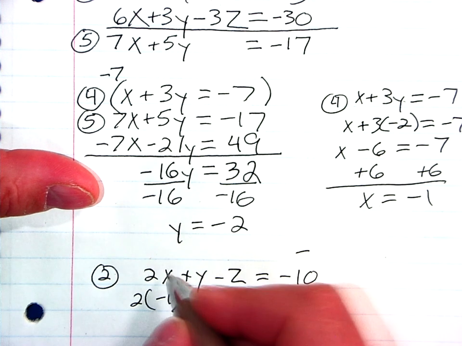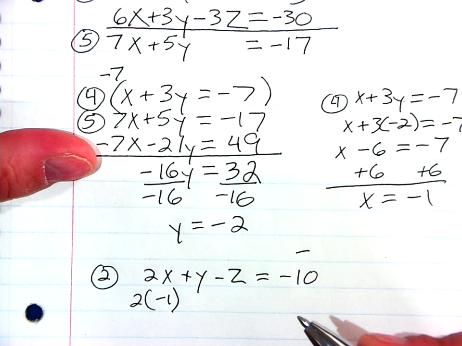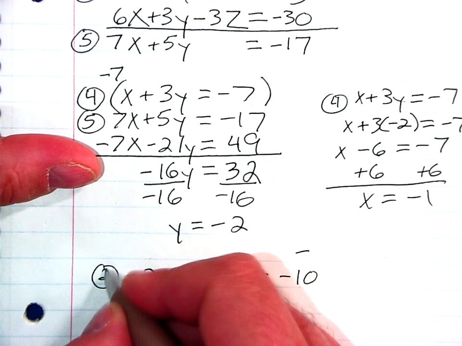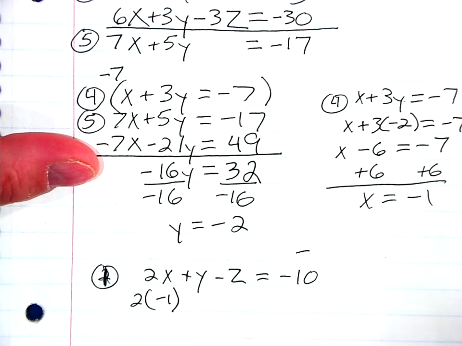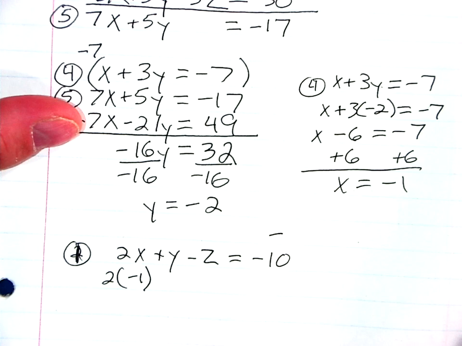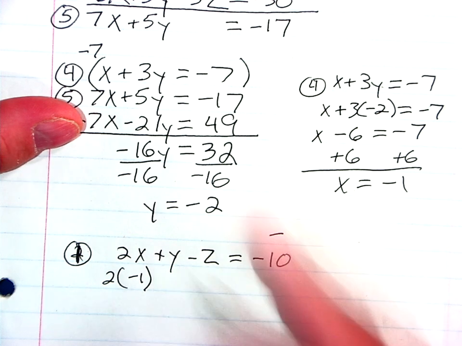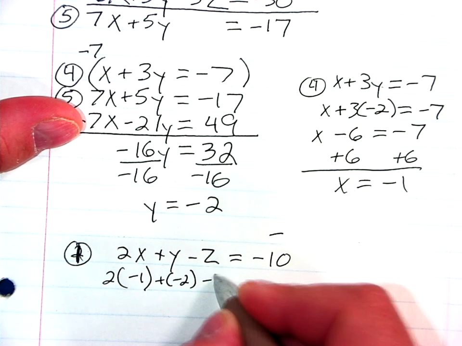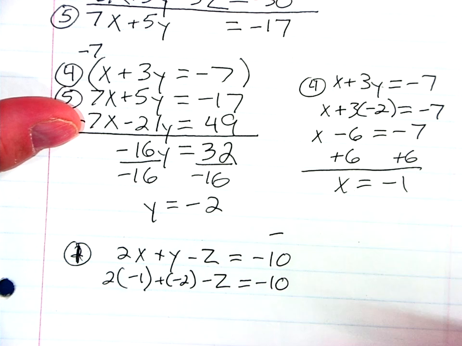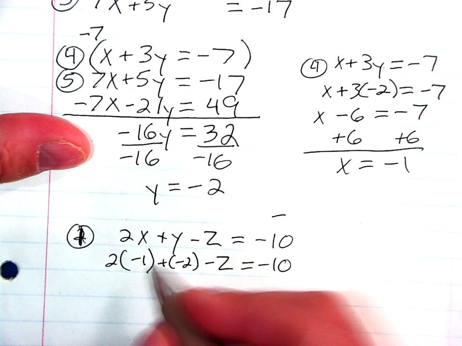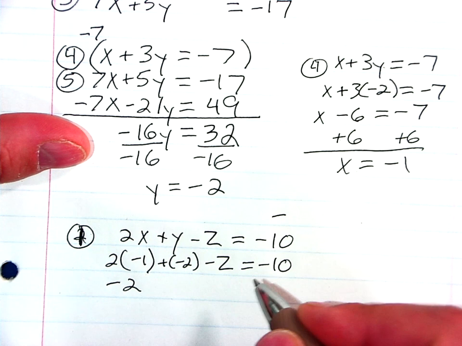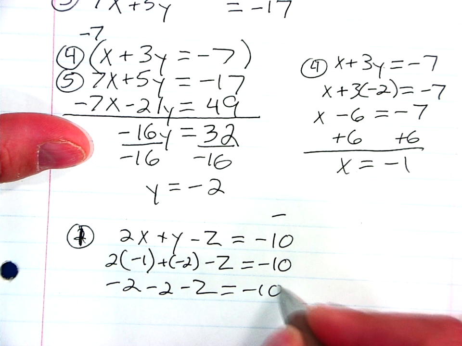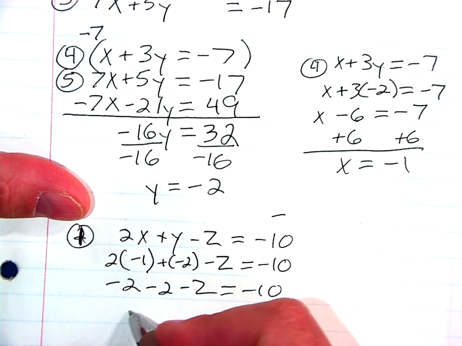Oh, this is actually, hold on here. Okay. Well, that's not working smarter. That's working harder, but we'll go with that. Sorry about that. We should have plugged it into line 2, or line 3, actually. This will work, though. 2 times -1 plus -2 minus z equals -10. 2 times -1 is -2. Minus 2 minus z equals -10. -2 minus 2 is -4.